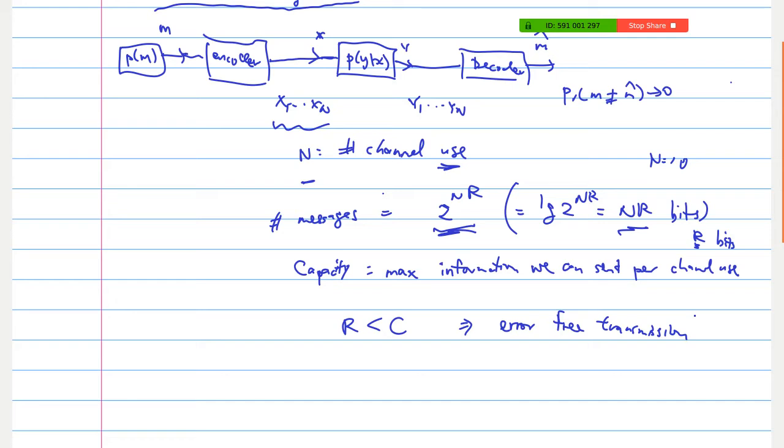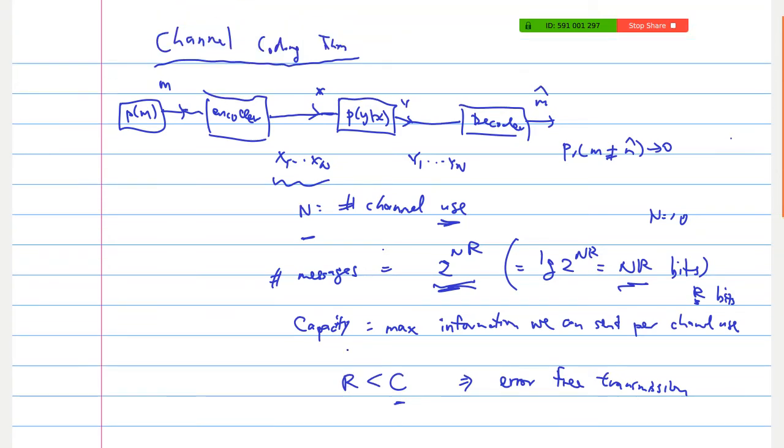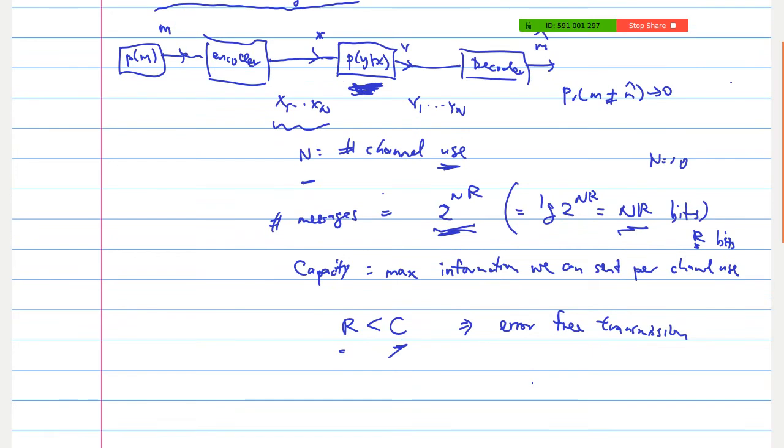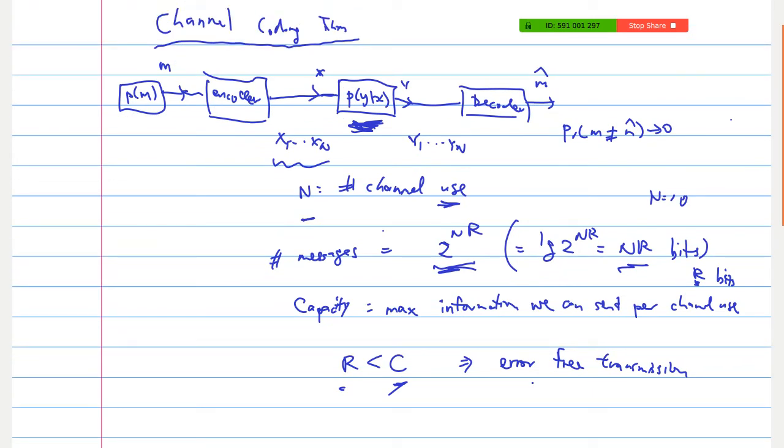Yes, it can be more than one. It depends on your channel, and it depends on the capacity. Given the distribution or the characteristic of your channel, which can be characterized by P(Y|X), you can derive the capacity of the channel. And as long as the rate is less than that capacity, you can ensure error-free transmission. Everything is characterized by this P(Y|X).